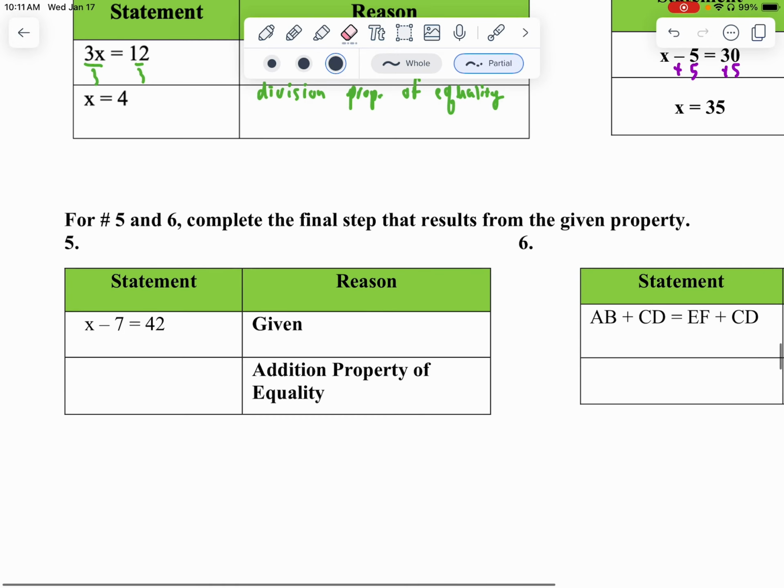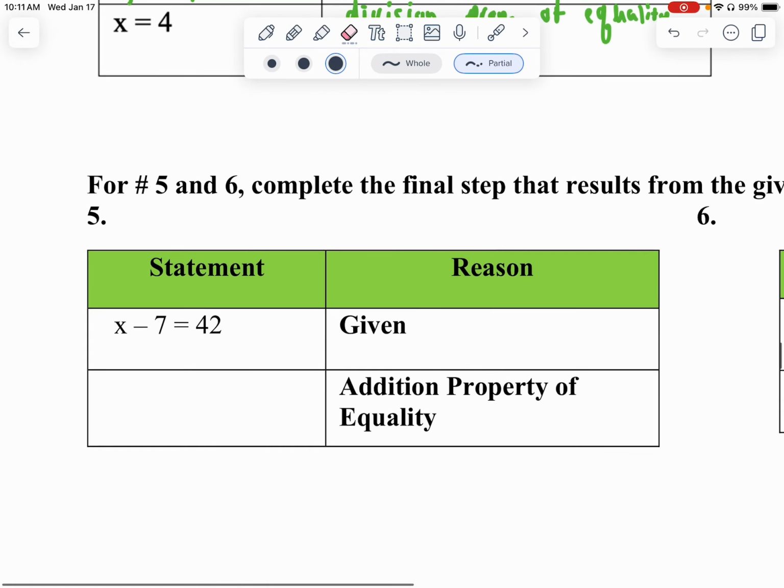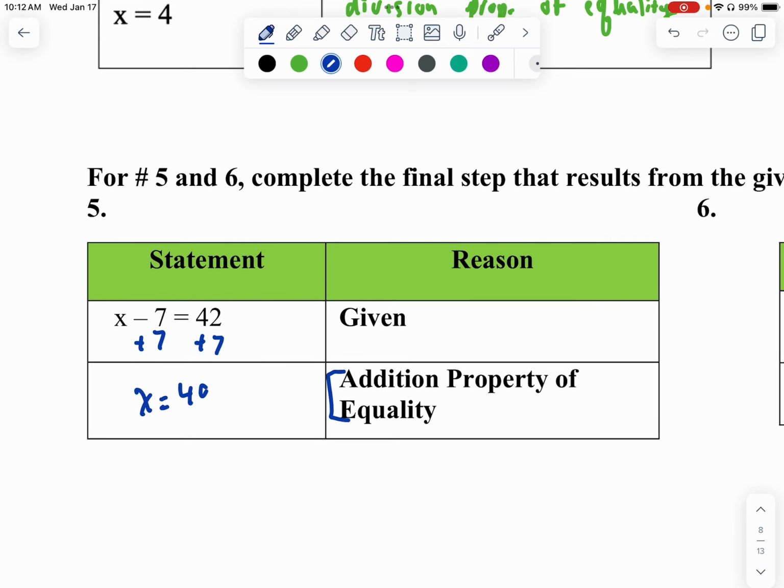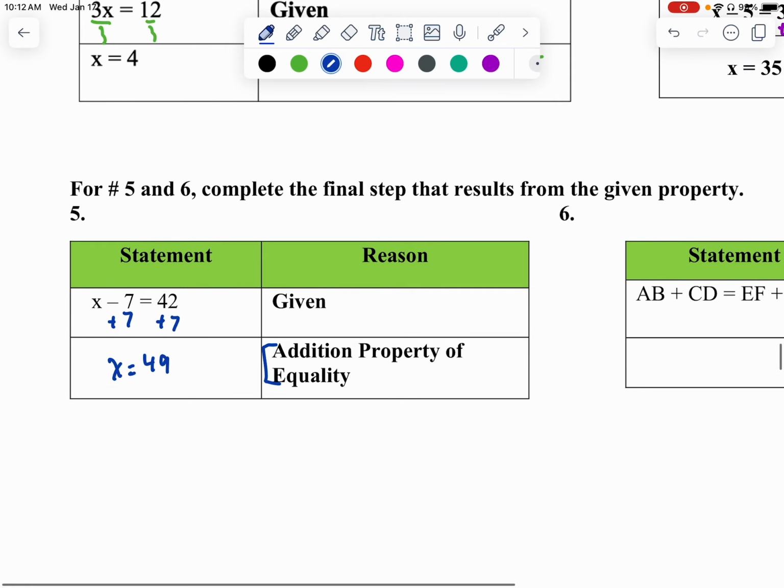So number 5 and 6 complete the final step, but working in the other direction. Number 5 says x minus 7 equals 42. That's our given, so that's what we're starting with. It says we're using the addition property of equality, but in this case, we might be able to just tell that we need to add 7 to both sides to get x equals 49. And that's our answer. All our boxes are filled in.